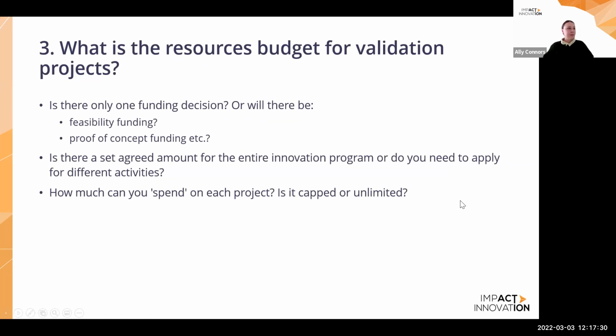Okay, so number 3, what is the resource budget validation projects? Yep, so this comes back a little bit probably mid-stage within a funnel. Generally, it's sort of, is there going to be only one funding decision, or are you looking at feasibility, proof of concept funding? And again, this is going to come back down to the level of maturity of the ideas that are coming through, but then also what resources that you're thinking of needing to actually be able to run through that validation process. So if you're going to have a couple of different stages of funding, well, then obviously that's going to probably extend out the number of stages that you'll have in a stage gate system.